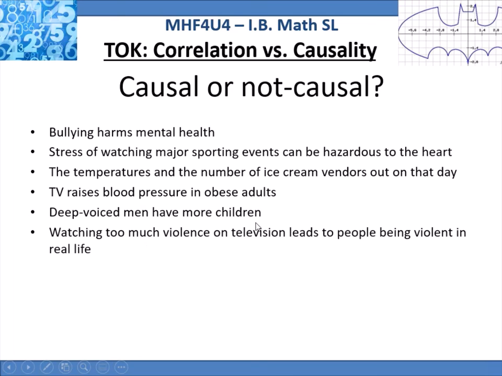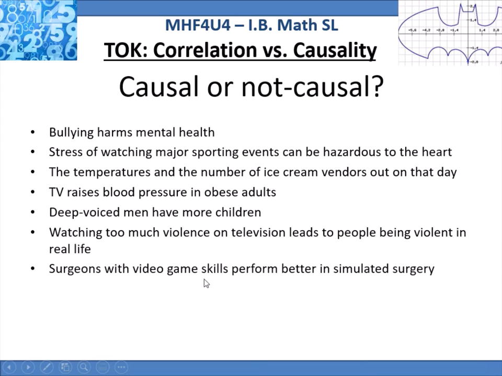Watching too much violence on TV leads to people being violent in real life. This is a classic one. I remember when I was in high school, there was a big shooting at one of the first school shootings that people heard about, at Columbine High School in the U.S. And this was the thing: because of all these violent movies, that's why this happened. And this was a real thing. It kind of makes you wonder, is it true? I play video games sometimes, and I'm not a violent person. So I definitely think that this might be correlated, but I don't think that's necessarily the reason why people are violent. But I could be wrong.